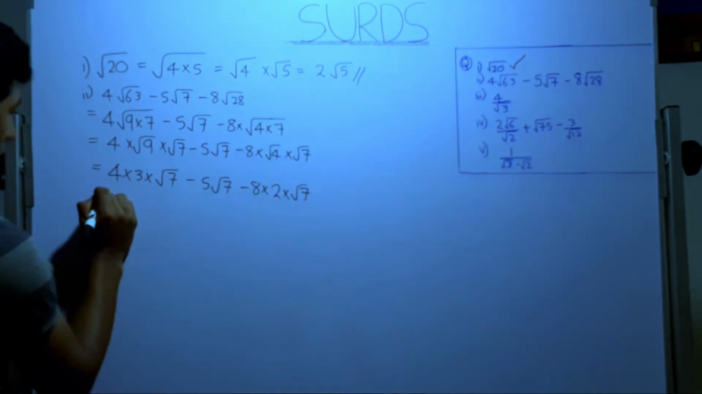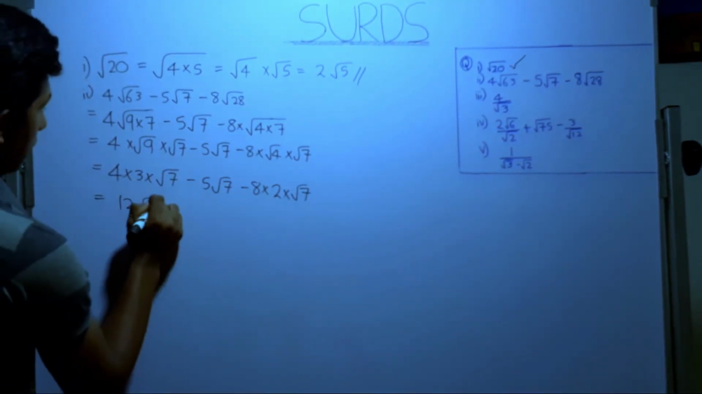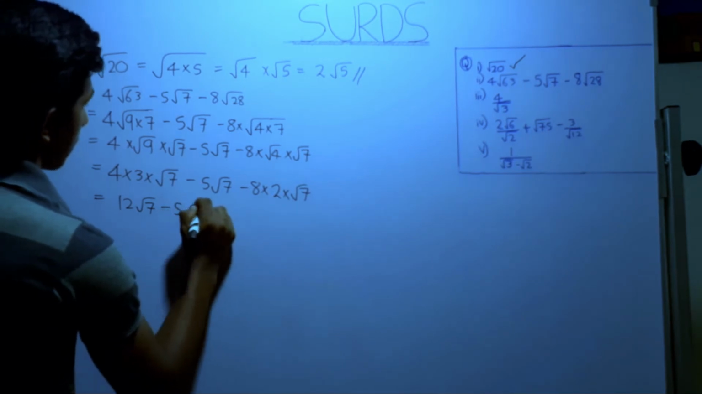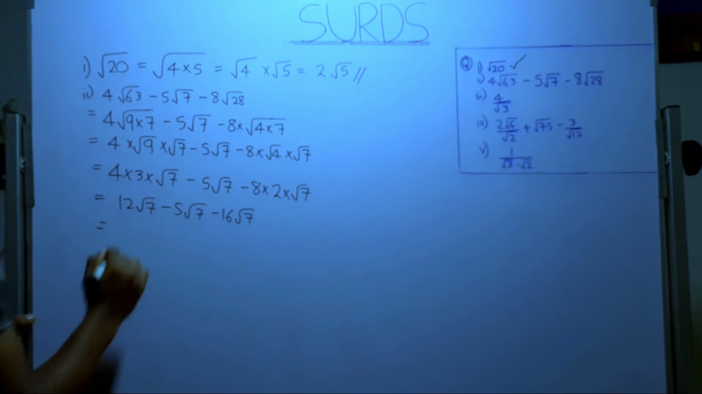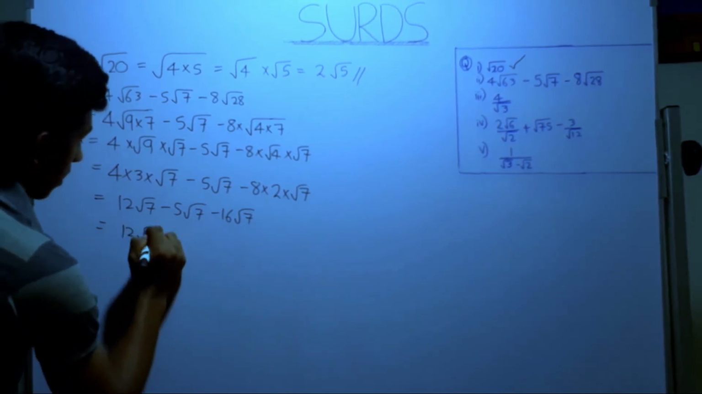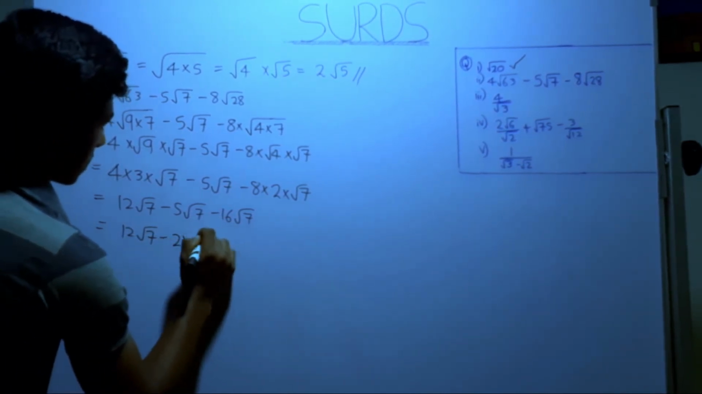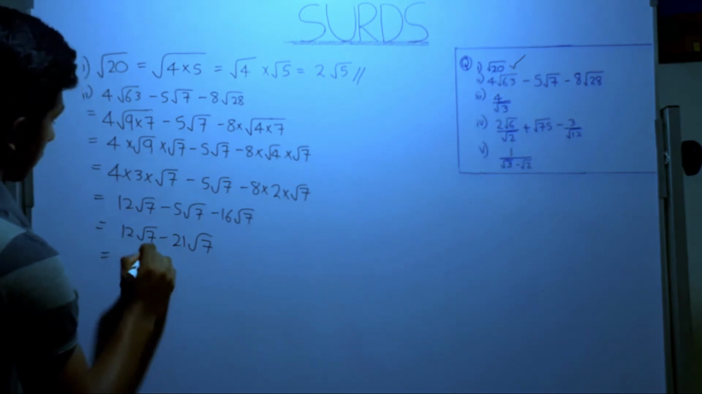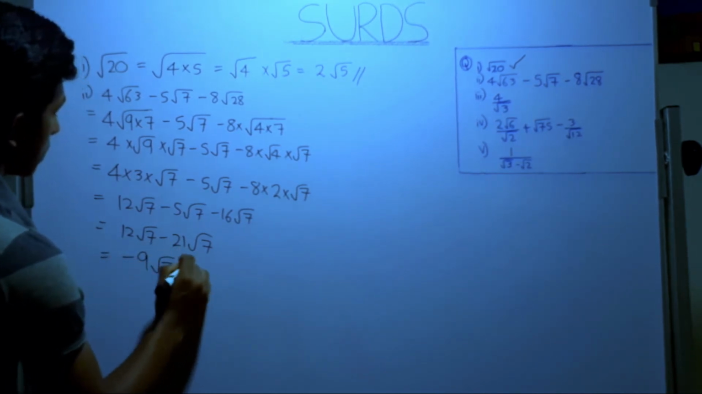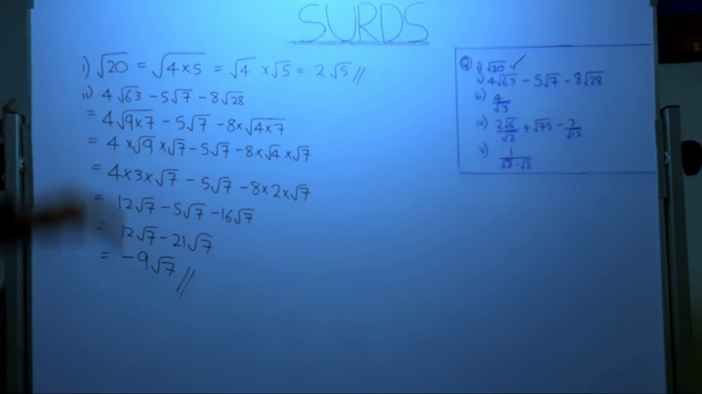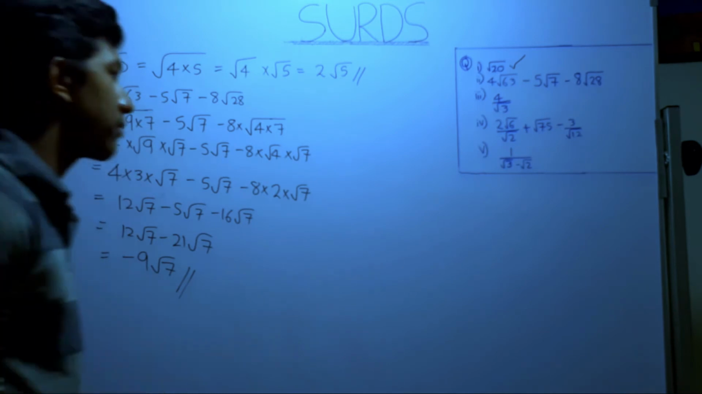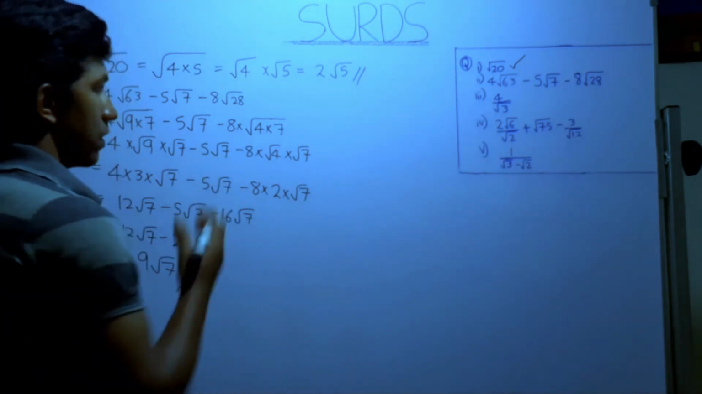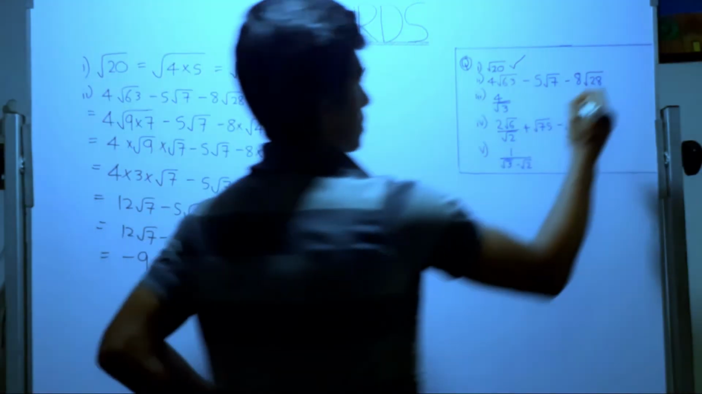This is going to be equal to 12 root 7 minus 5 root 7 minus 16 root 7. So this is equal to 12 root 7 minus 21 root 7, finally ending up with minus 9 root 7. This is the final answer. You saw how we have to arrange the surds in such a form that we can simplify them. We always have to look for a square number. So question 2 is done.